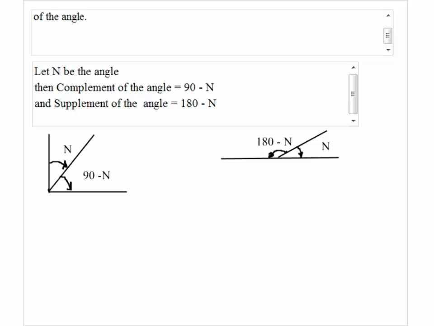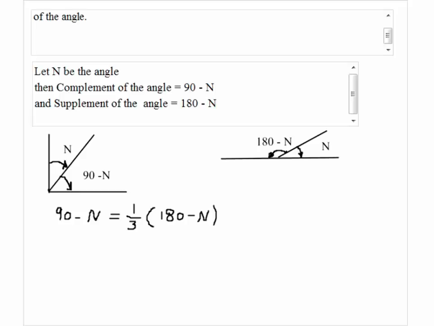So in this case, we have the complement of an angle. The complement of an angle would be 90 minus n, which means equal to 1/3 of its supplement. Well, supplement is 180 minus n. So this is how you set up the equation.